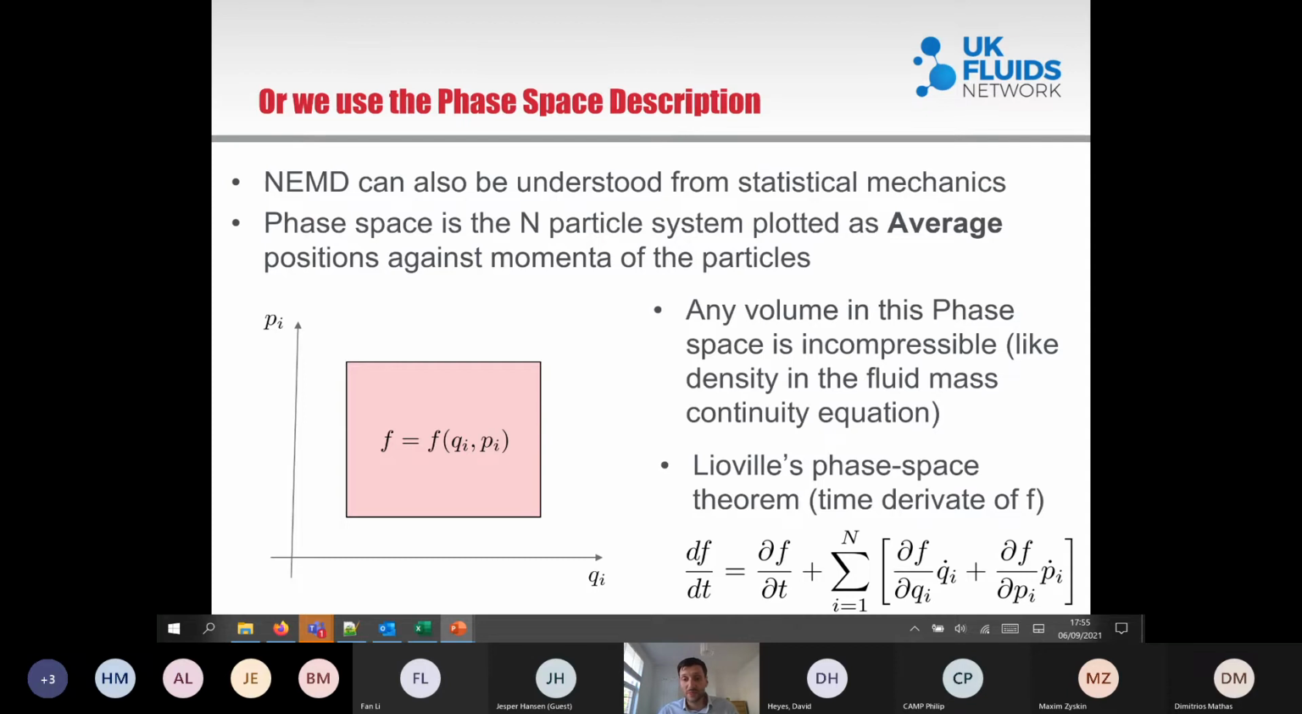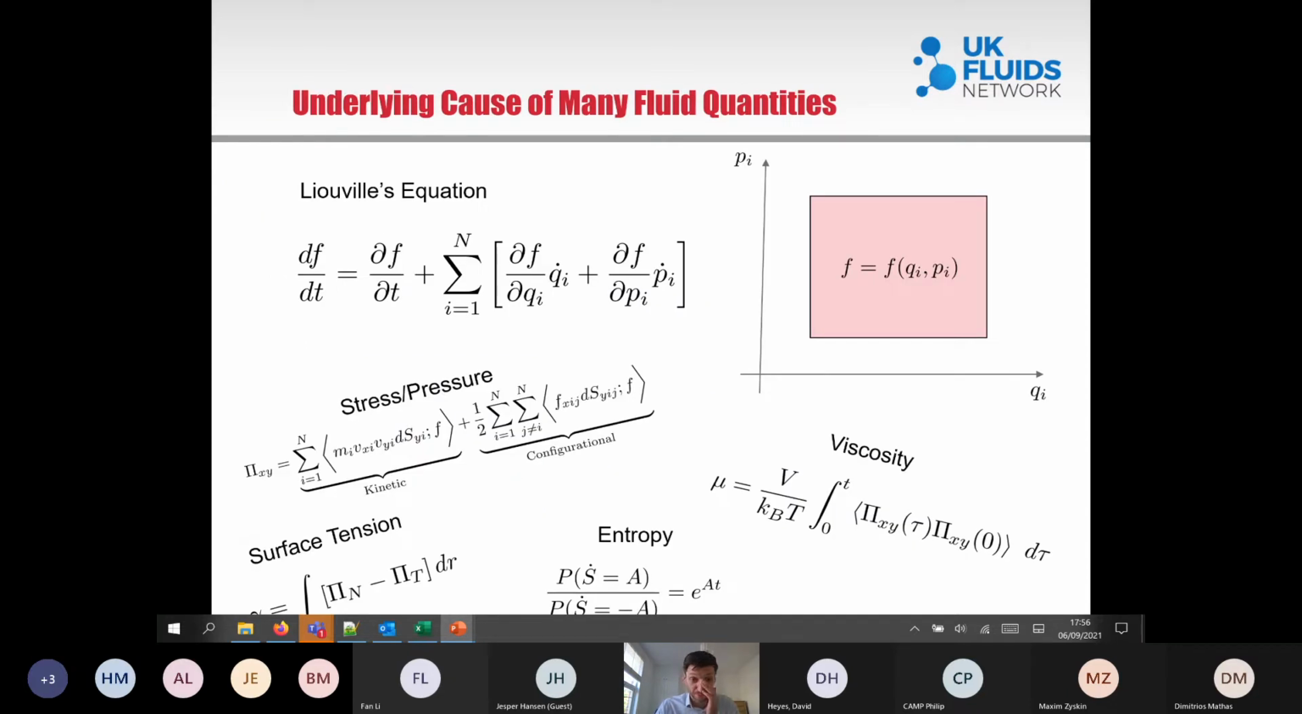So the volume in phase space is incompressible, which is a similar statement to the density continuity equation in fluid dynamics, but in this phase space. So this is a plot of, say, all of the positions and all of the momenta of the particles. These volumes are incompressible, so this is a more fundamental description. And conservation of energy, or conservation of a Hamiltonian, is a stricter version of this. This is a more general form of how the dynamics should progress in a molecular system.